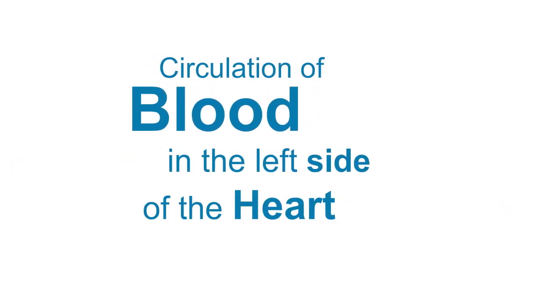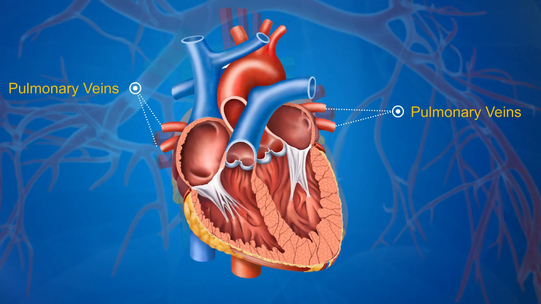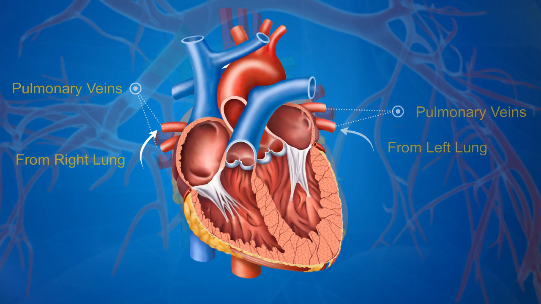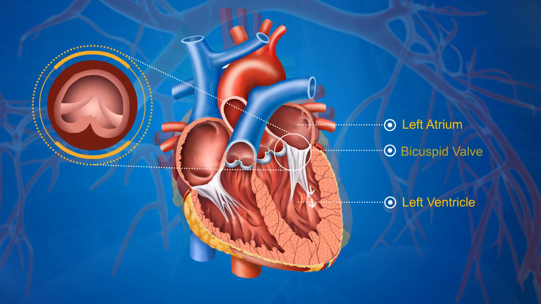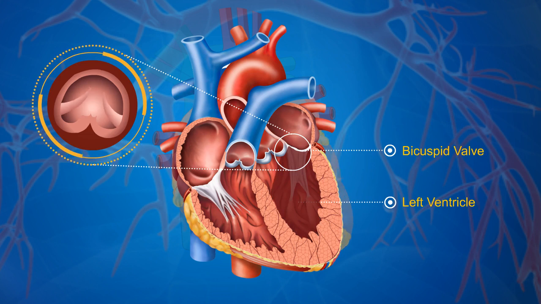Circulation of blood in the left side of the heart. Four pulmonary veins, two from each lung, empty oxygenated blood into the left atrium. The left atrium contracts and pumps oxygenated blood into the left ventricle through the open bicuspid valve. At the end of the atrial contraction, the left ventricle gets filled with blood. The bicuspid valve closes. This prevents the backflow of blood.